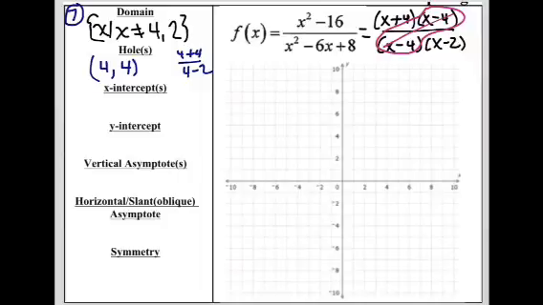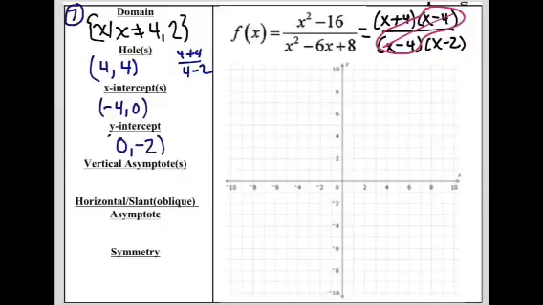X-intercept, you look at what's left in the numerator, and what makes the numerator 0 is negative 4. Y-intercept, you cover up your x's, either the ones that are left or in the original one right here, you can just cover this, this, and this, and you're left with this. That's negative 2. So 0, negative 2.